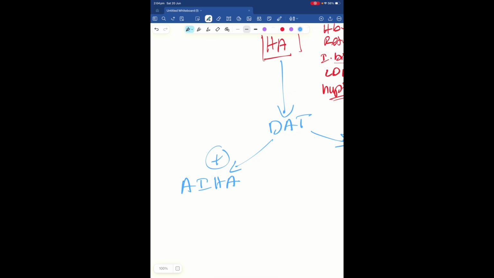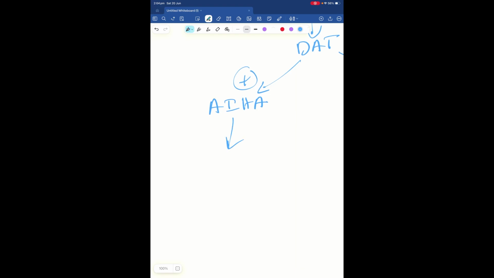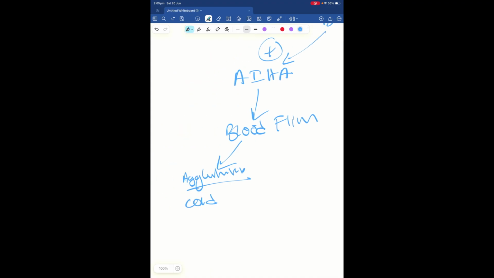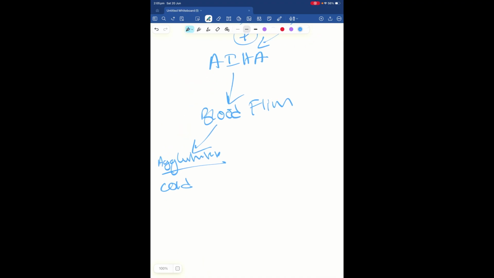So how do you differentiate those two? Then you have a look at the blood film, right? And in the blood film, if you see agglutination of red blood cells, that is a cold autoimmune hemolytic anemia. And why do you see agglutination? Because cold ones are mediated by IgM, and those are large molecules, so they hold multiple red blood cells, they come together and they cause the agglutination.